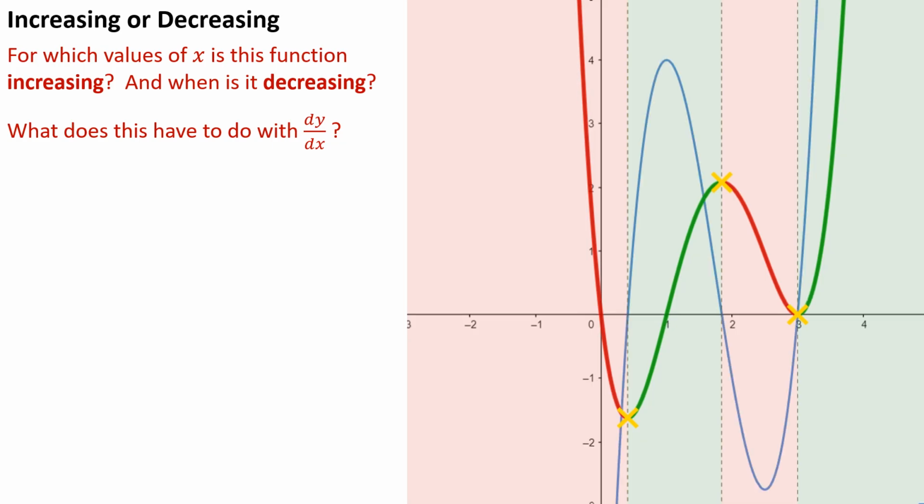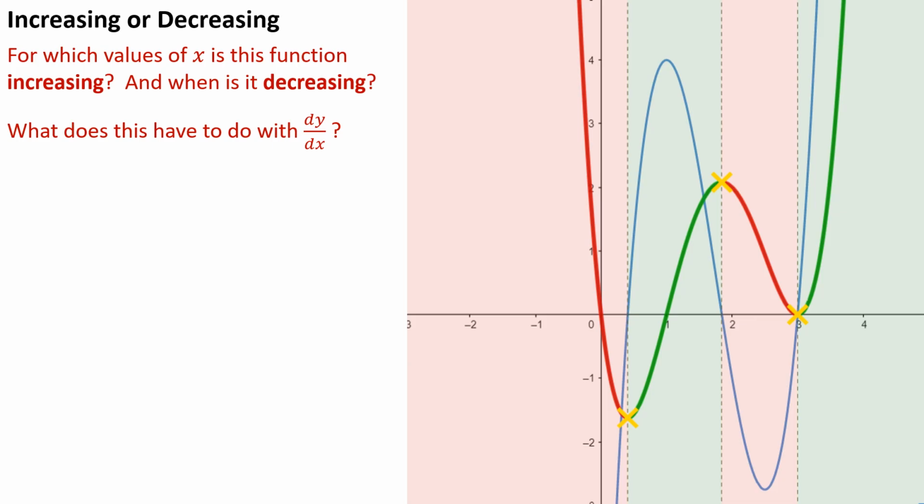Here is the gradient function, so we can get a sense of how that connects. Notice that whenever my function is increasing, the gradient function is positive, and when my function is decreasing, the gradient function is negative. And then the awkward bits in between, if I'm at a stationary point, the gradient function is 0, and if the gradient function is 0, I'm at a stationary point.